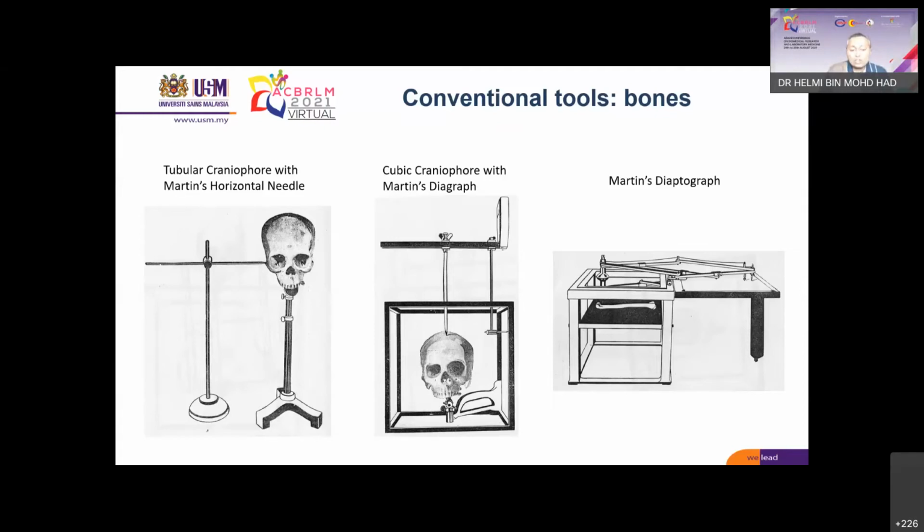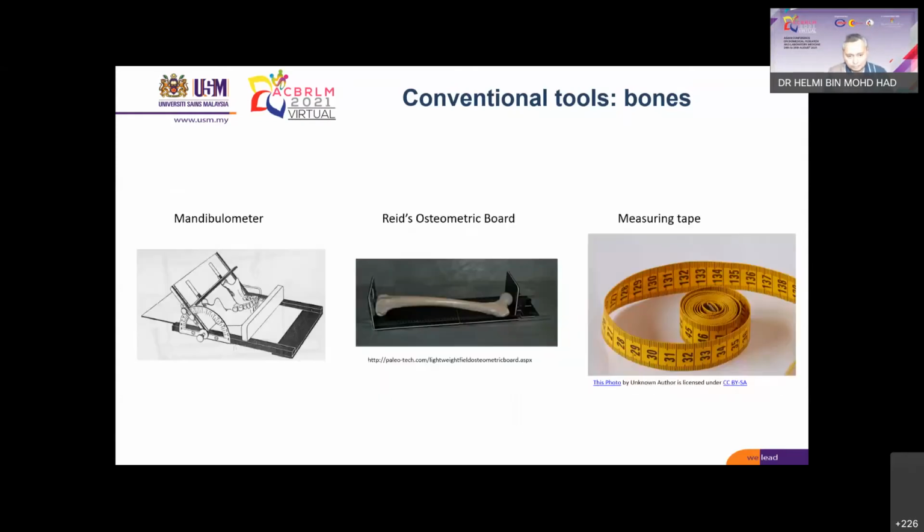For the Martin's horizontal needle, if you are dealing with physical skulls, it is easier, and we can construct this Martin horizontal needle with the use of a clamp, a skewer knife, and just a skull stand with the skull. These other two machines are very specialized, so they are now in museums.